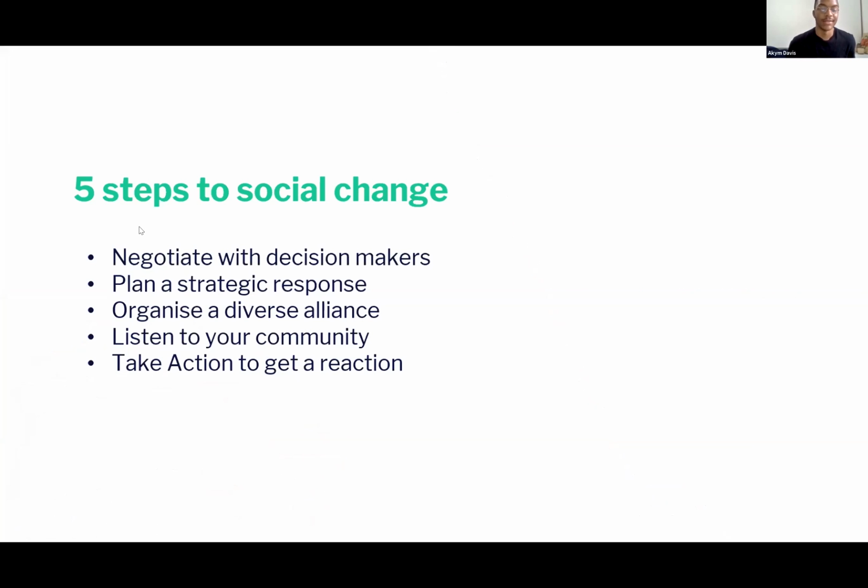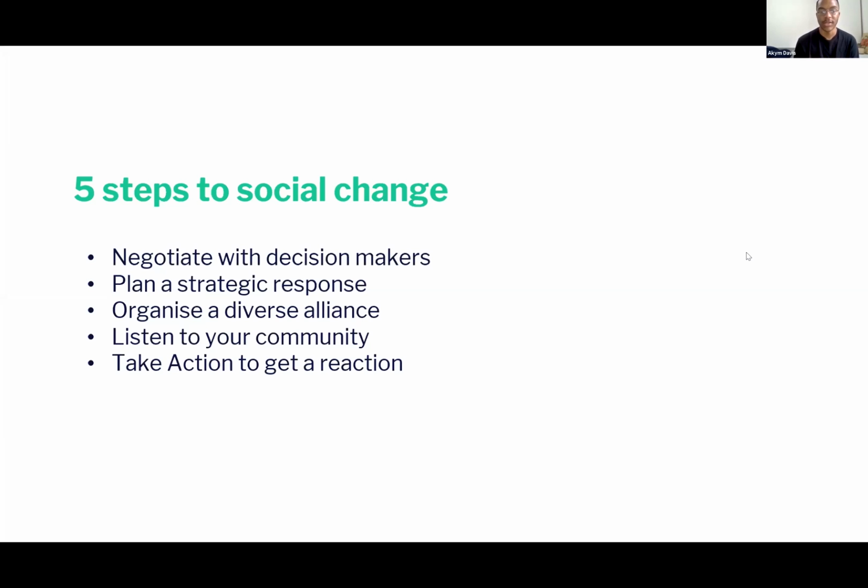Hi everyone again. So the first thing important to making a big impact in social change is to have a very stringent plan and to be sure of your idea, what you want to do, your beliefs, and how you can move forward. So here we have 5 steps to social change.